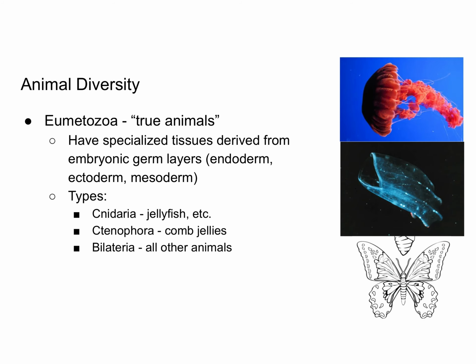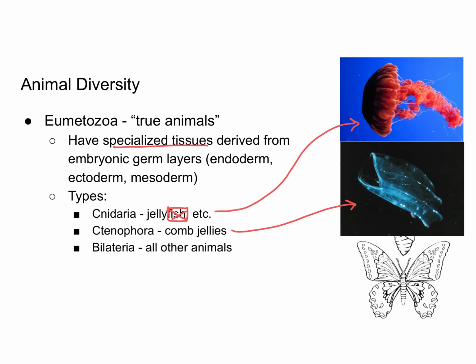The eumetazoa, or true animals, are ones that have specialized tissues that derive from these embryonic germ layers, which once again, we'll talk about in a separate video. And so some examples of animals with specialized tissues include cnidaria. So cnidaria refers to the jellies. Remember, it's not actually a fish, so it's just a jelly. Things like ctenophores, which are the comb jellies here.